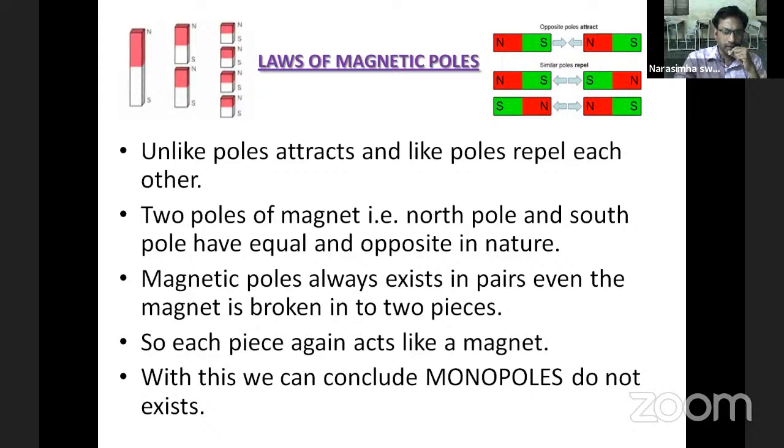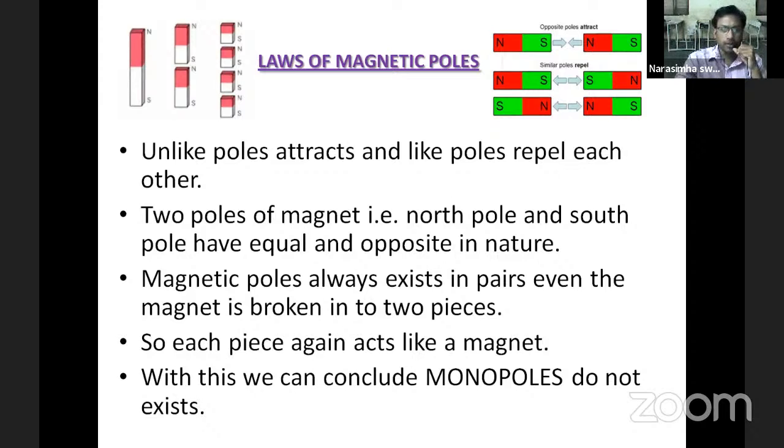And the next one, the two poles of the magnet, north pole and south pole, are equal and opposite in nature, always having the same quantities, same nature, whatever that may be, strength or ability of attracting, but all in opposite nature. Like north pole and south pole, like positive and negative. The two poles of the magnet, north pole and south pole, are equal and opposite in nature.